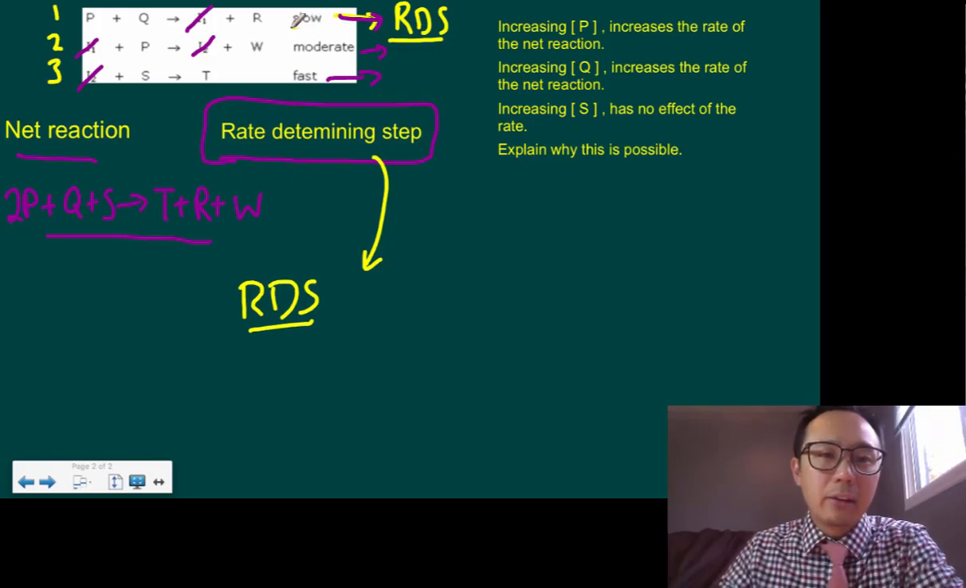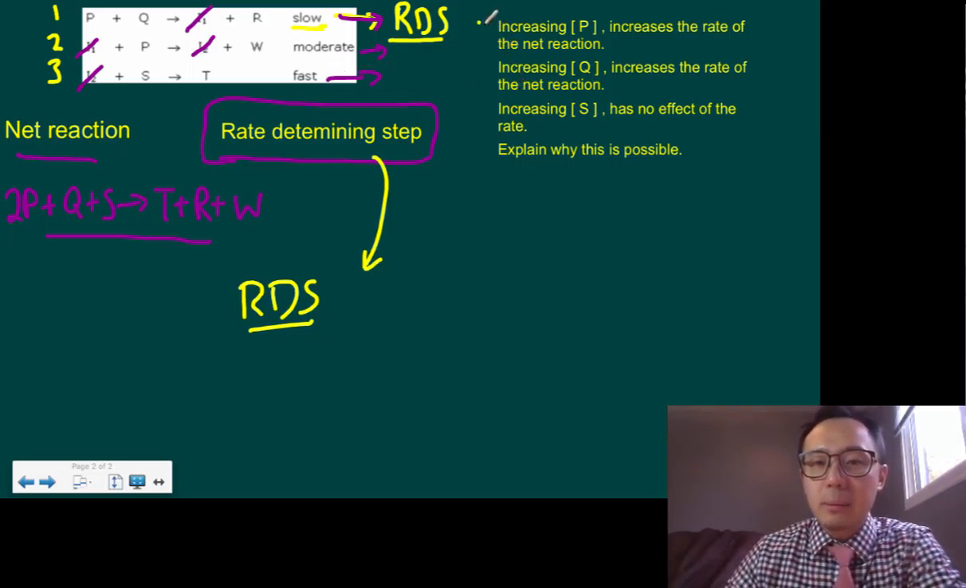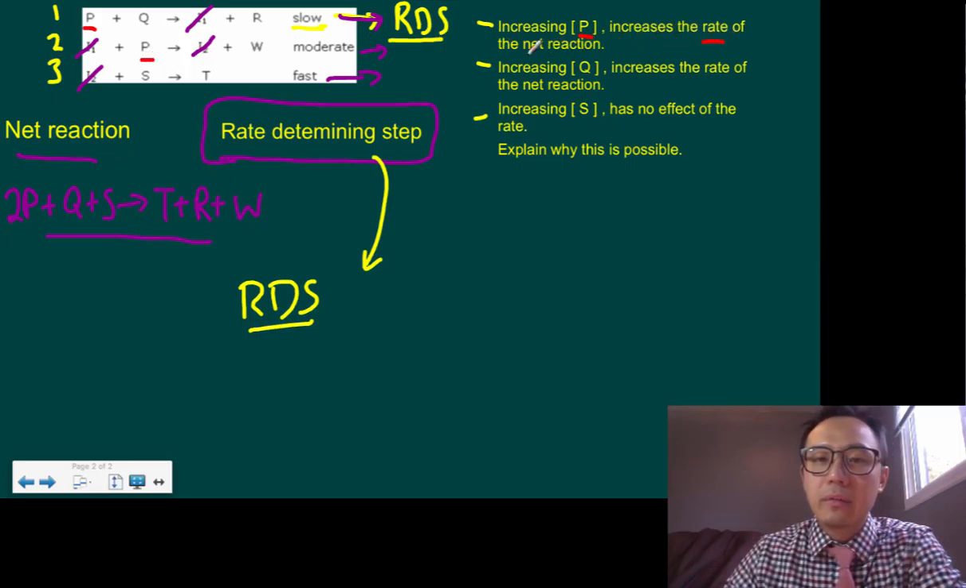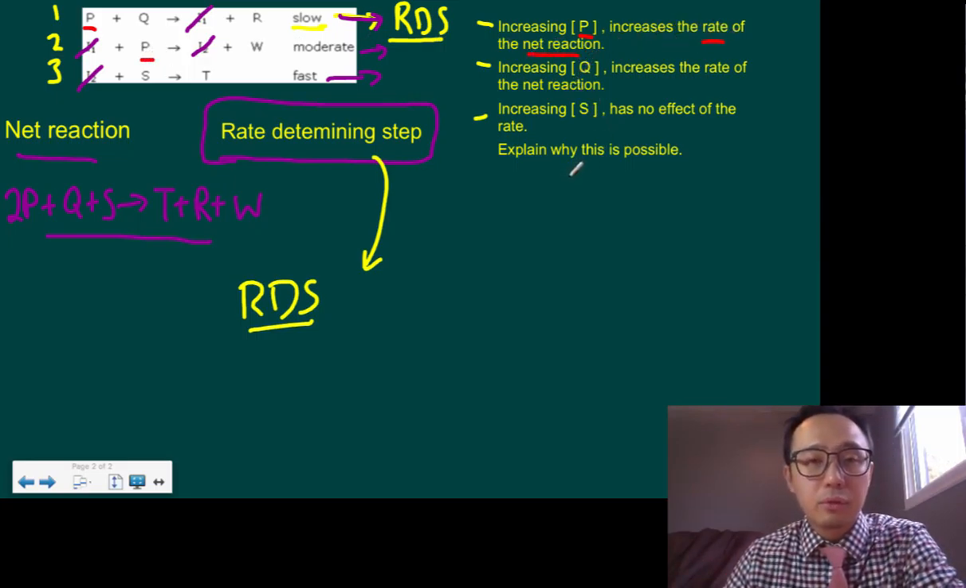And it doesn't necessarily have to be the first step that is your rate determining step. It could be your second step or your last step. It's just a matter of the nature of the reaction. So here's a couple of situations. This one says that increasing the concentration of P, which is right here, will increase the rate of the net reaction. Is this true or not?